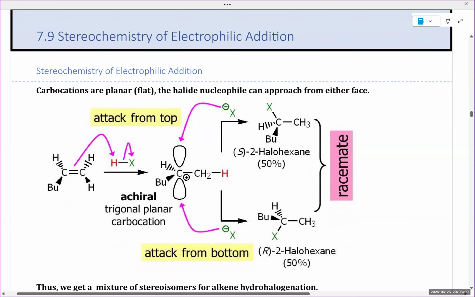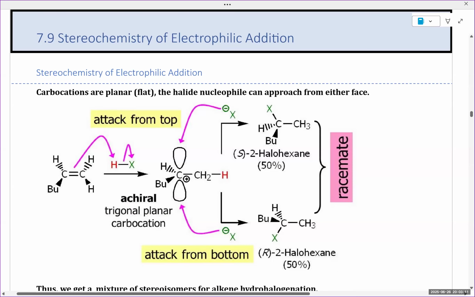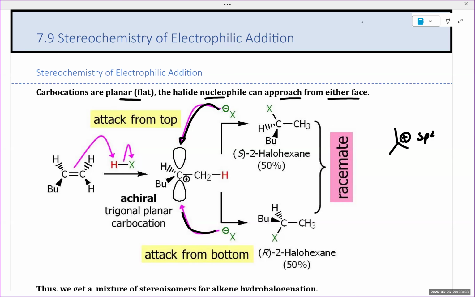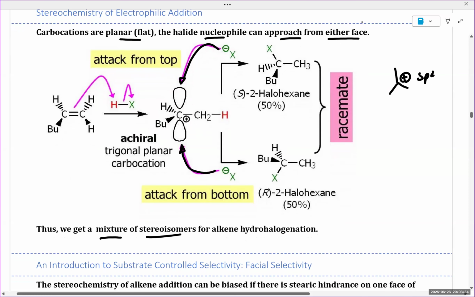Okay, let's talk about the stereochemistry of electrophilic addition. So carbocations are planar, flat, and thus the nucleophile can approach from either face. A carbocation is flat. It is sp2 hybridized, and it can be attacked by nucleophiles from either the top or the bottom face. As a result, we get a mixture of stereoisomers for alkene hydrohalogenation. Functionally, you get a racemate, which is an equal mixture of stereoisomers or enantiomers.